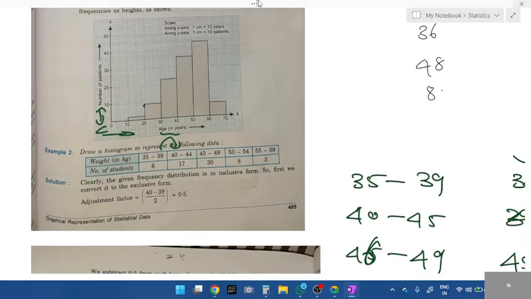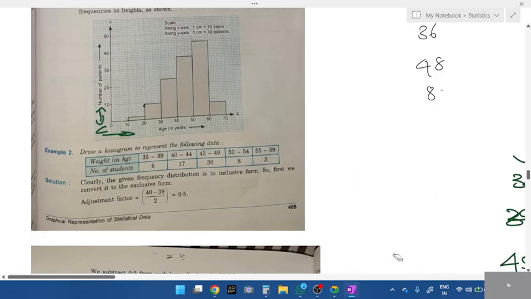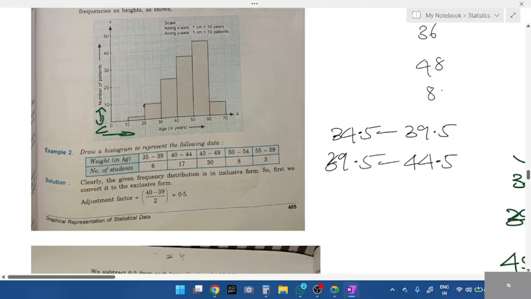What about the next question? Is it continuous or discontinuous, students? Next one. Okay, for discontinuous, what do we do? Just subtract 0.5. 34.5 to 39.5. Then copy this 39.5 to next 44.5. Next, what do we have? 44.5. Yeah, and you should write this, students. Remember, write this adjustment factor.